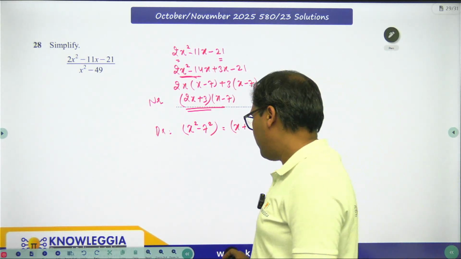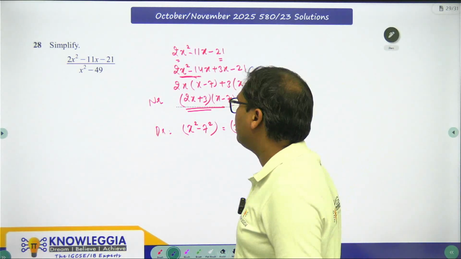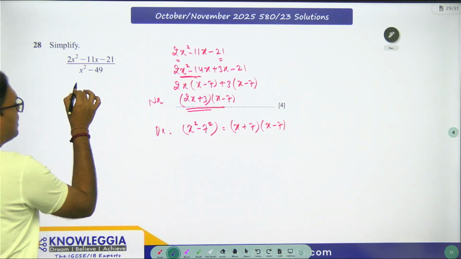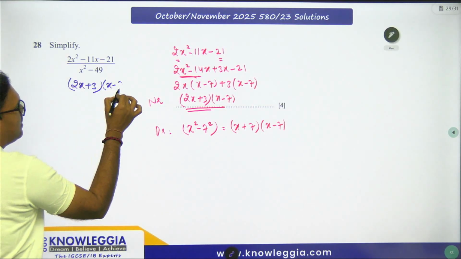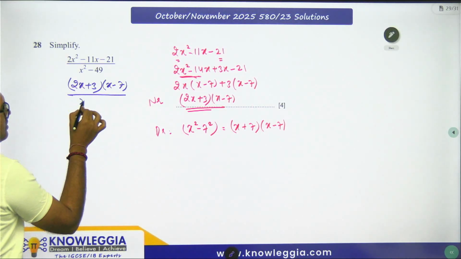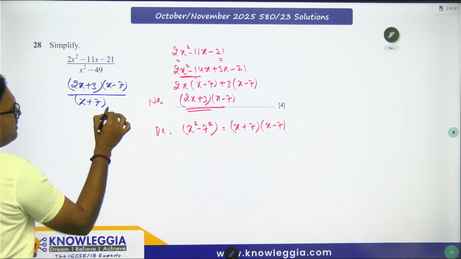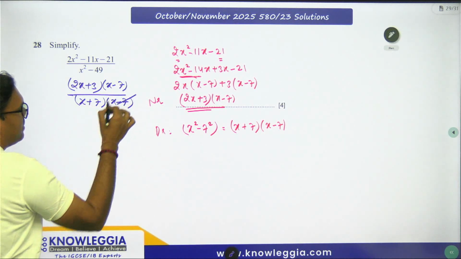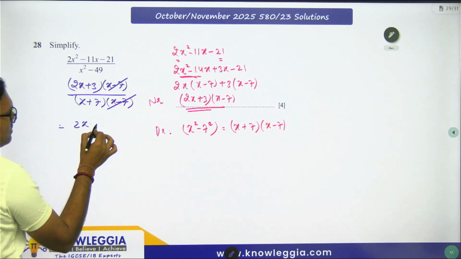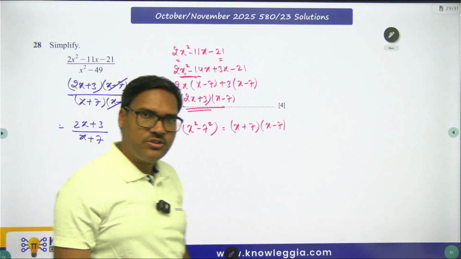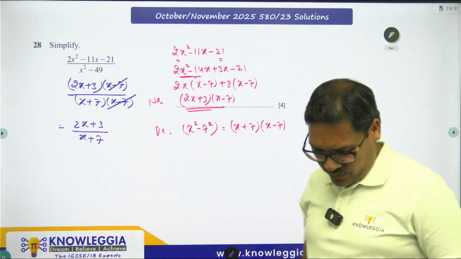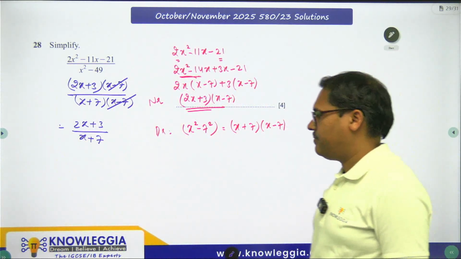Now if I substitute this here, you can see this x minus 7. This will become (2x plus 3) into (x minus 7) divided by (x plus 7) into (x minus 7). So this will cancel, and what is the answer? 2x plus 3 upon x plus 7, that is the answer for this question.